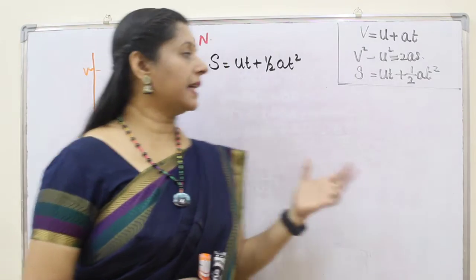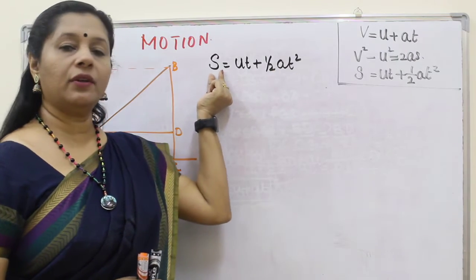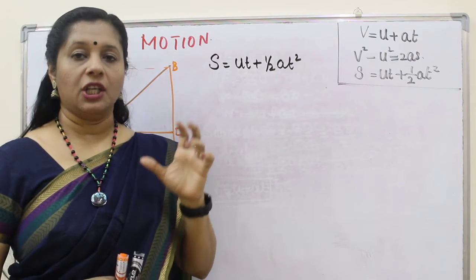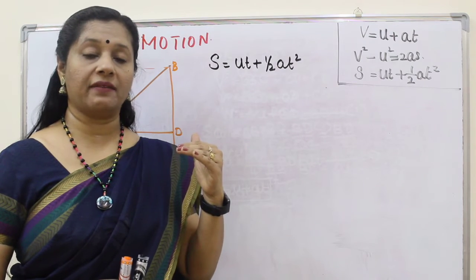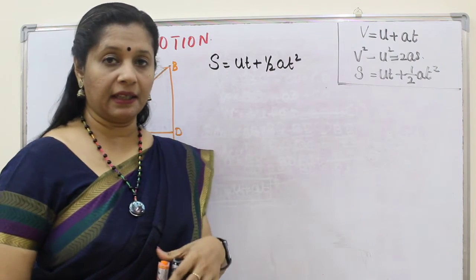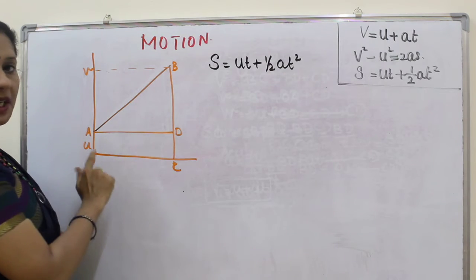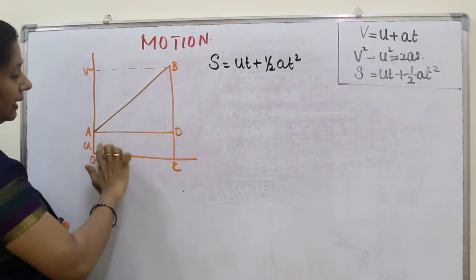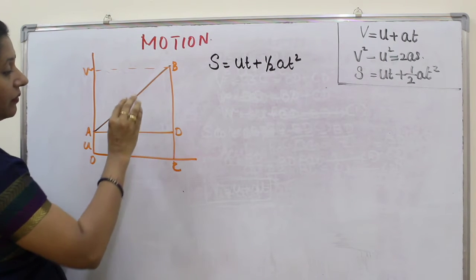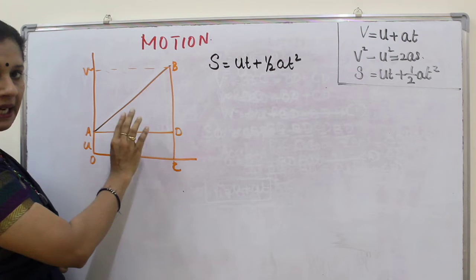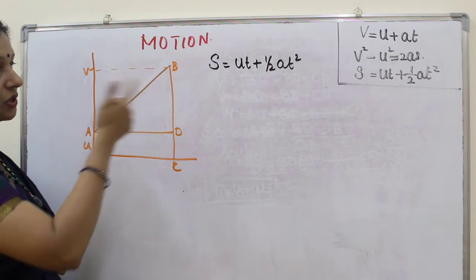Now let's derive the second equation, S is equal to UT plus half AT square. So here we have to find the distance travelled. So from the VT graph, how will we find the distance travelled? By finding the area under the VT graph. So here the area, if you see, is totally a trapezium. So two ways we can find out the area. Either you can find out the area of the trapezium, or you can find out the area of this triangle and the rectangle separately. So we have to see which way to use in order to get this.